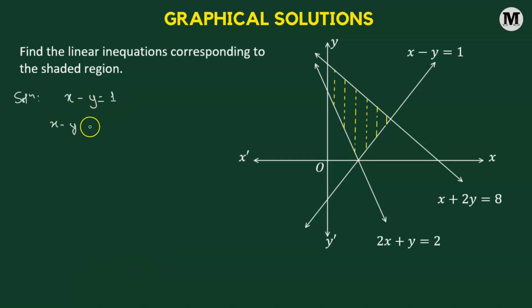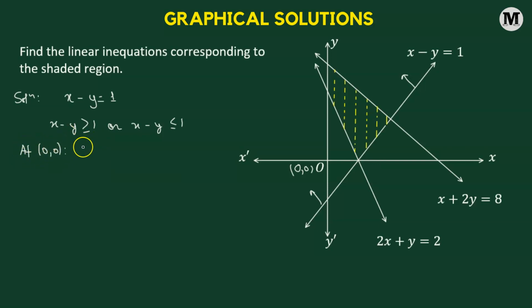So there are two possibilities. Either it could be x minus y greater than or equal to 1, or it could be x minus y less than or equal to 1. Now clearly we have to consider a solution which lies above the line. That's because our shaded region lies above the line x minus y equals 1. Now if it is lying above the line, that means it is also going to include the point 0, 0, or in other words, 0, 0 must satisfy one of the inequalities. So let's choose the point 0, 0.